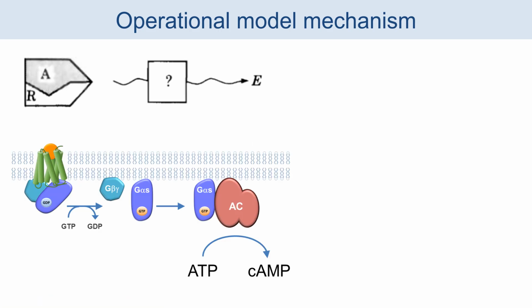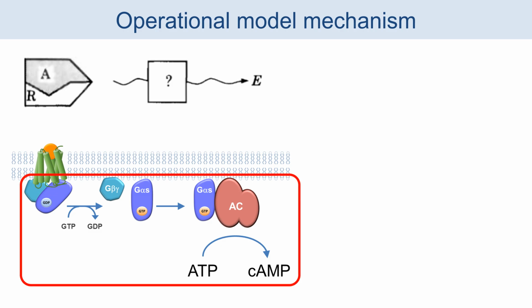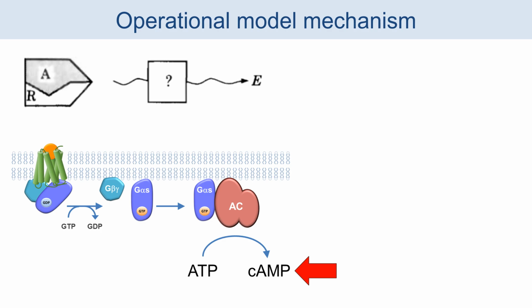This makes total sense when we compare it with the known mechanisms of GPCR signal transduction. Here is our cyclic AMP pathway diagram from the previous slide. Here is the agonist-receptor complex. Here is the signal transduction system comprised of G protein and adenylyl cyclase. The receptor interacts with this system to generate the signal, which is cyclic AMP in this case.